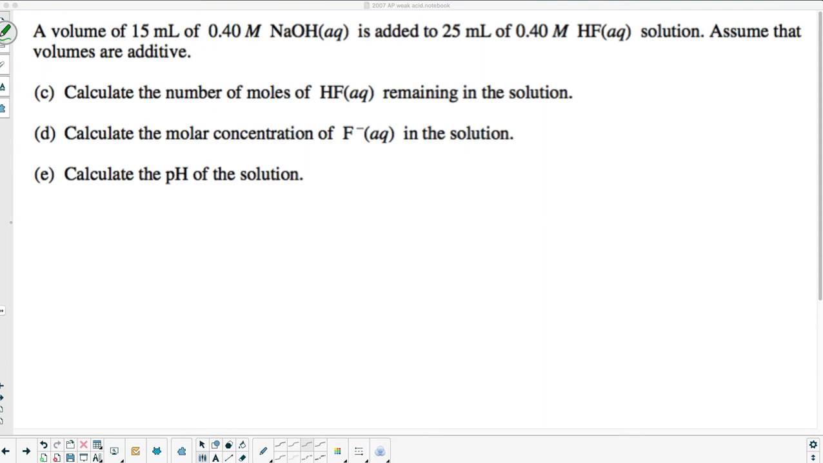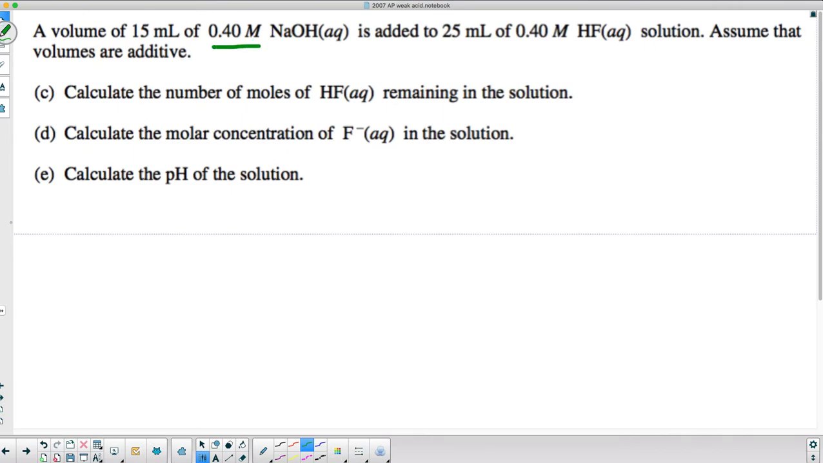I've got a volume of 15 milliliters of 0.4 molar NaOH added to 25 milliliters of 0.4 molar HF. So I have the same concentrations but different amounts. Let's assume that the volumes are additive, which means that 25 plus 15 equals 40 milliliters after we add the stuff together. So let's go back to the equation at the bottom of the previous page.